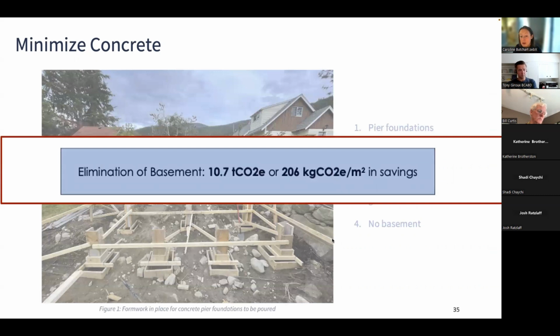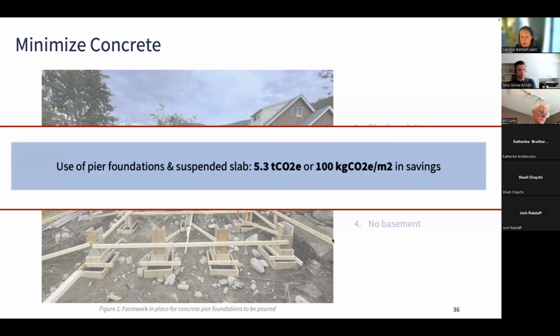So eliminating the basement, they estimated that that saved them for this project 10.7 tons of CO2 equivalent, which is pretty huge. And swapping out the foundations and the suspended slab instead of a ground floor slab here estimate to save them on this project 5.3 tons of CO2 equivalent. These are quite high numbers. One of the reasons is because they couldn't source a lower carbon concrete in Nelson, so the carbon emissions per meter cubed of the concrete there is quite high.